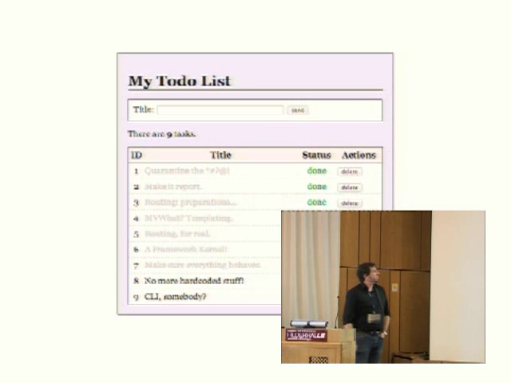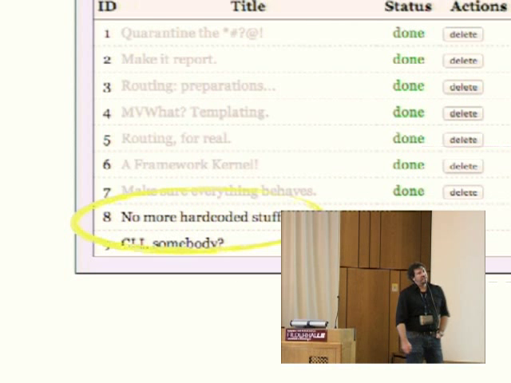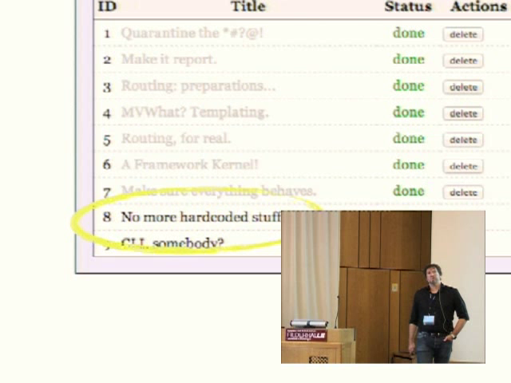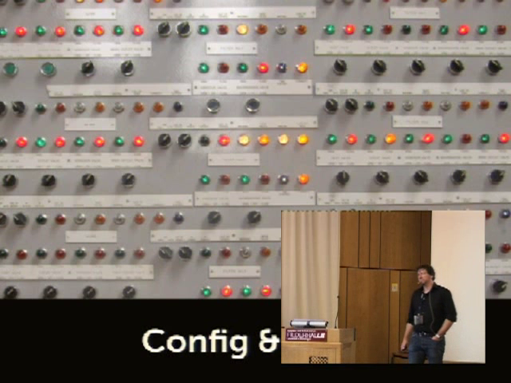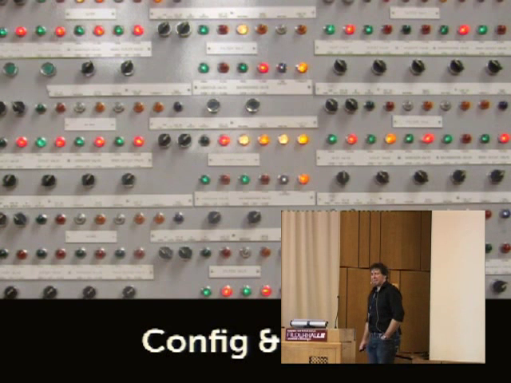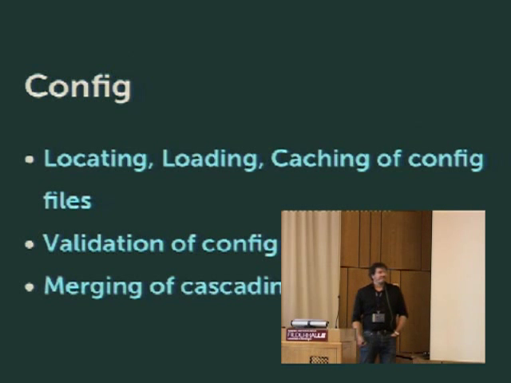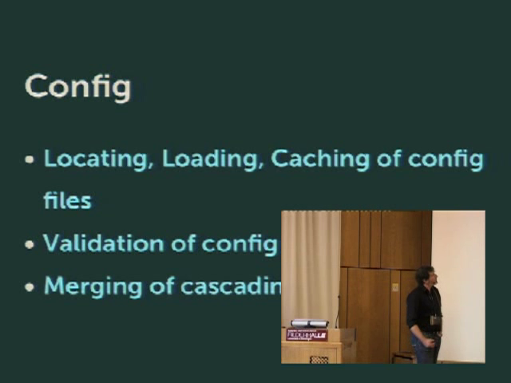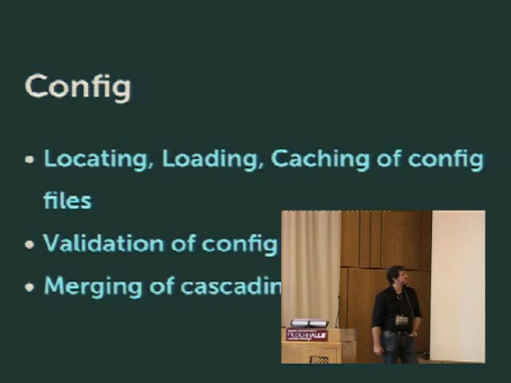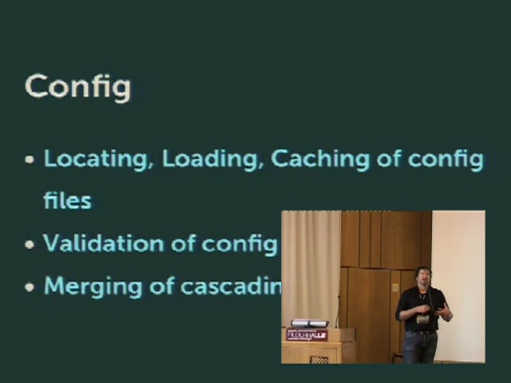Okay, so what's left? What's left is we want to make all of this configurable. And for that, we have the config component. In this case, I'm using it together with the YAML component. What it does is locating, loading, and caching of config files. It can validate config files. You can define valid data structures that are valid in your YAML.